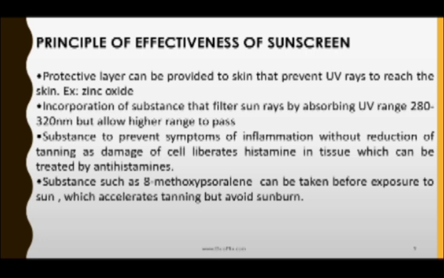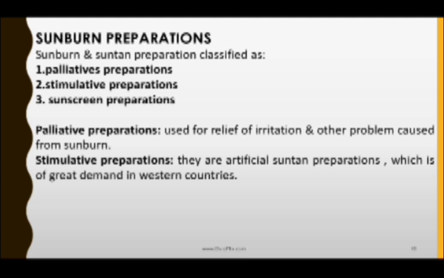Substances to prevent symptoms of inflammation without reducing the tanning: damage of cells liberates histamine in tissues, which can be treated with antihistamines. Substances such as 8-methoxypsoralen can be taken before exposure to the sun, which accelerates tanning but avoids sunburn.